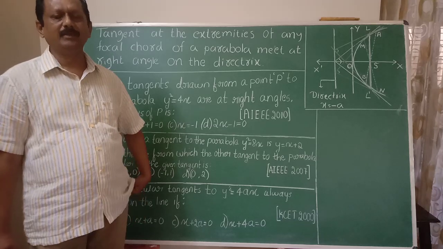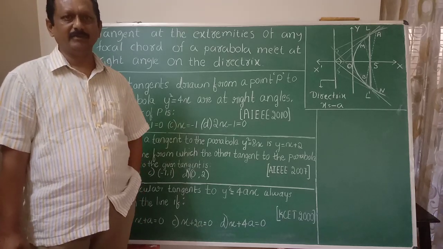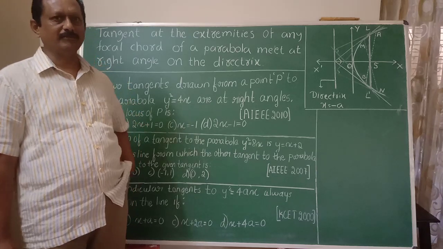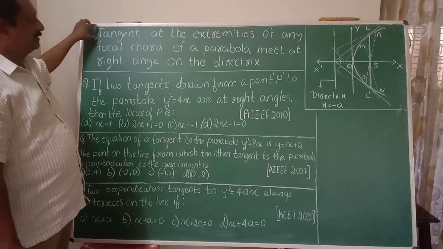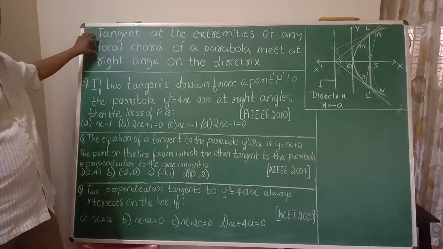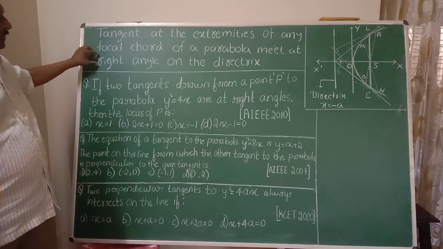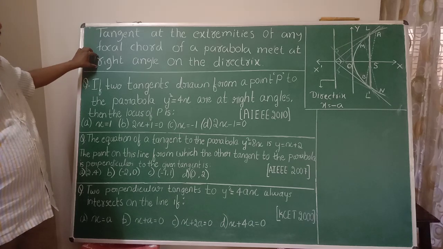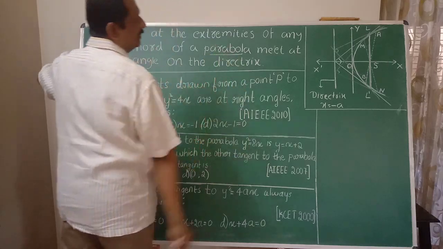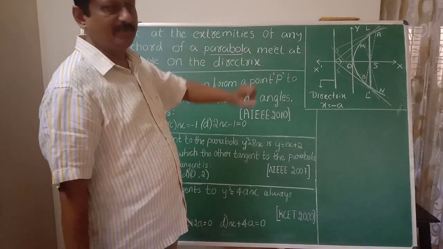Dear students, today I am giving a new concept in the same chapter, conic section. Here, tangents at the extremities of any focal chord of the parabola meet at a right angle on the directrix. Okay, it should be the parabola here. Therefore, you just observe the diagram here.